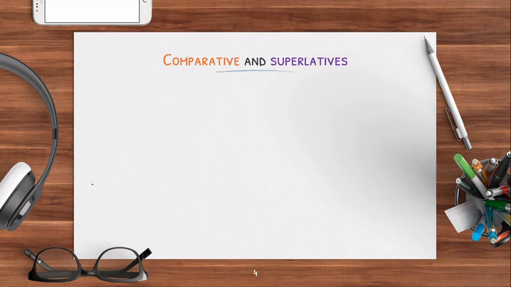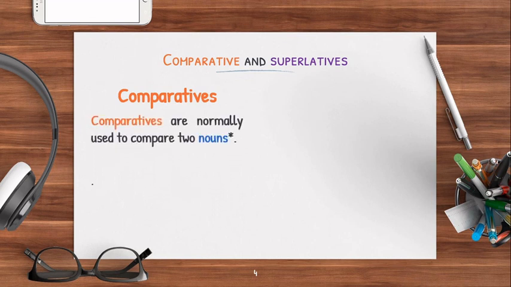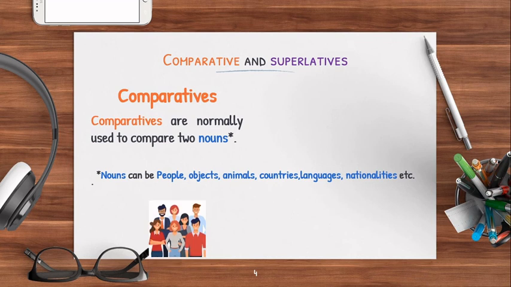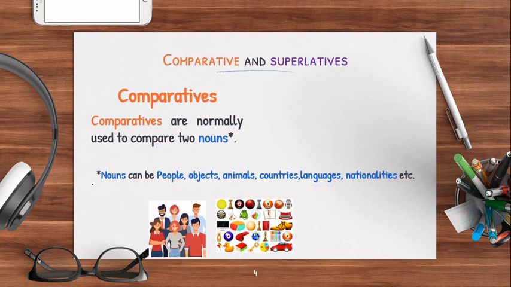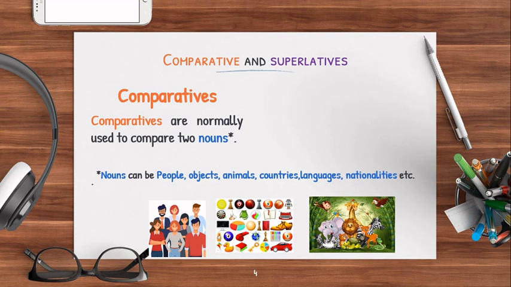So let's see what we have. Comparatives are normally used to compare two nouns. Nouns can be people, objects, animals, countries, languages, nationalities. So nouns can be anything. Well, except for adjectives, verbs, and other stuff, but that doesn't come to the point. So basically a noun is what we are talking about.